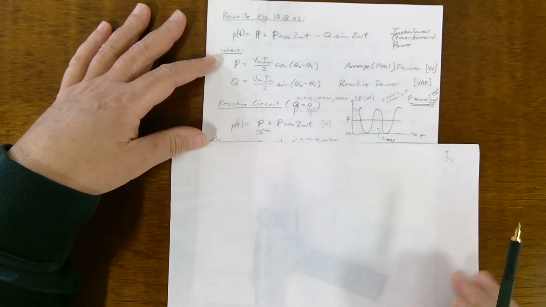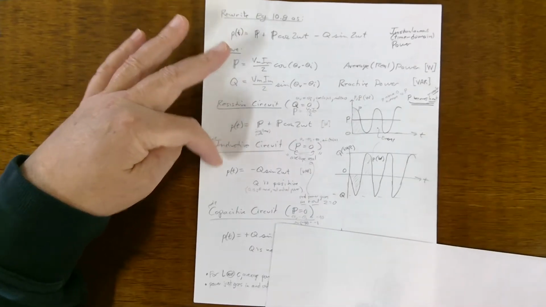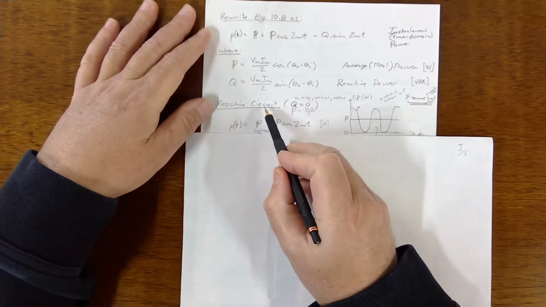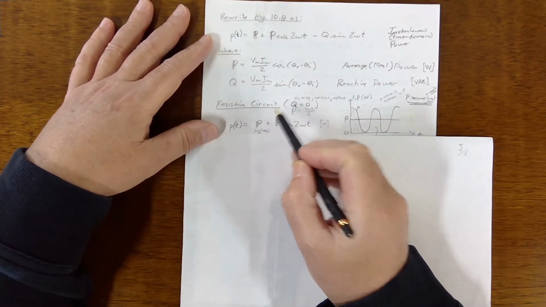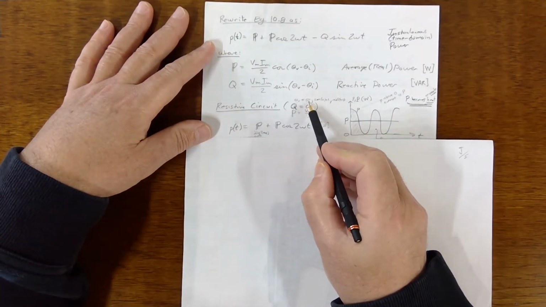All right, so to ease into this, let's look at a reactive, an inductive, and a capacitive circuit and what the waveforms would look like. Okay, so if it was a purely resistive circuit, that is a circuit consisting of only a resistor, then the phase shift would be 0, right?